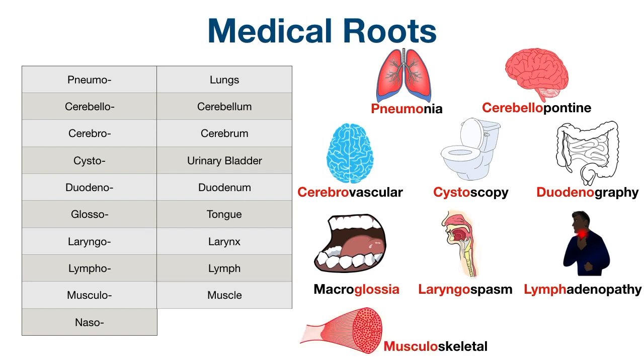Next is musculo, which means muscle. Remember, myo also means muscle, and you can think of musculoskeletal, which relates to the musculature and skeleton together. Finally, we have naso, which means nose. You can think of nasopharynx, which is the upper part of the pharynx continuous with the nasal passages.